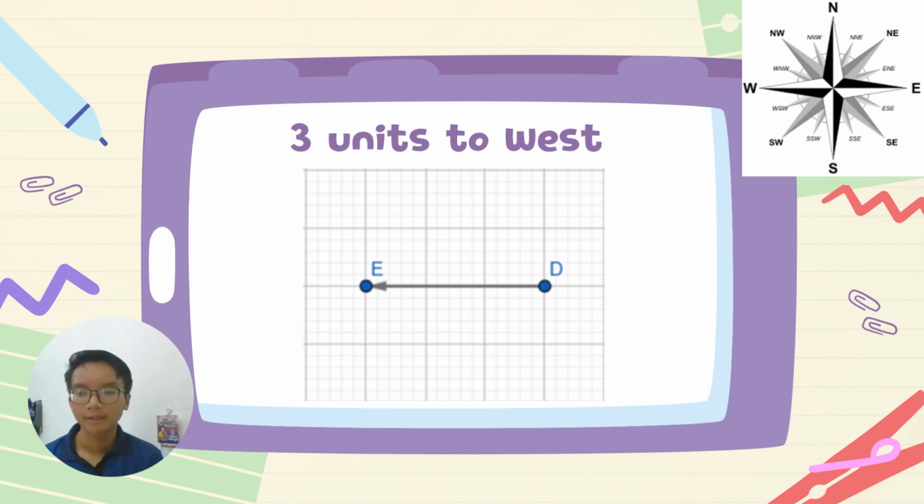So how can it be? Based on the graphic shown on the screen, we can count the number of boxes in the vector. The number of boxes in the vector is 3, which represents the magnitude of the vector. For the direction of the vector, we can see on the screen that it is moving towards the west. So the answer will be 3 units to the west.